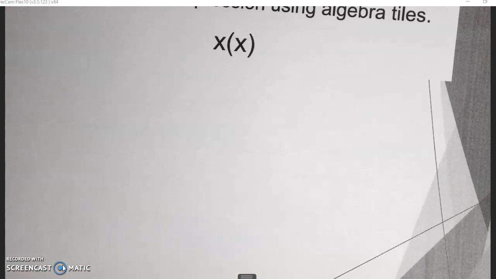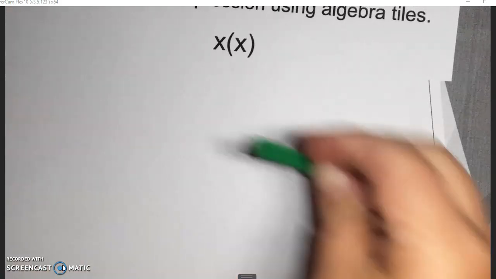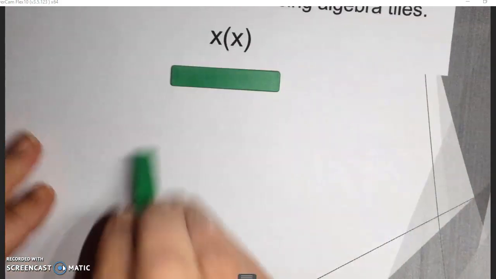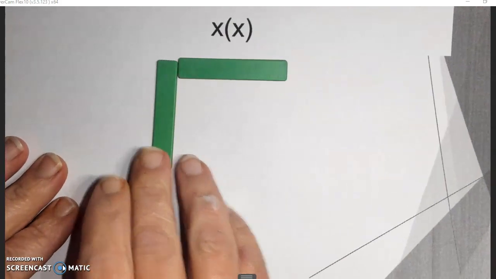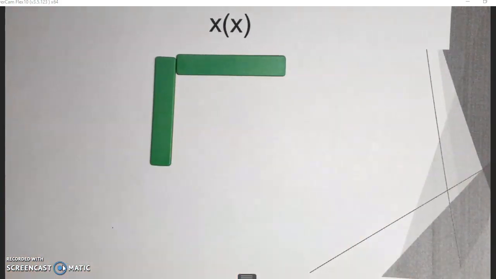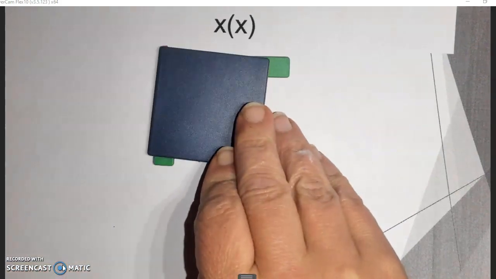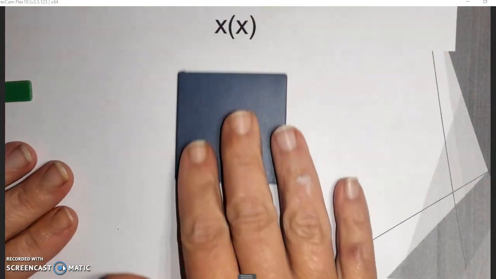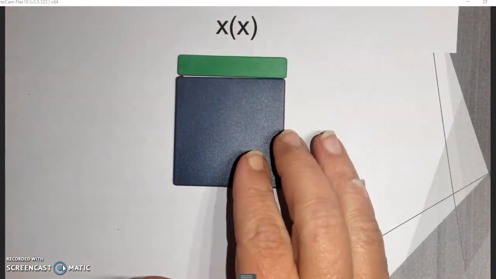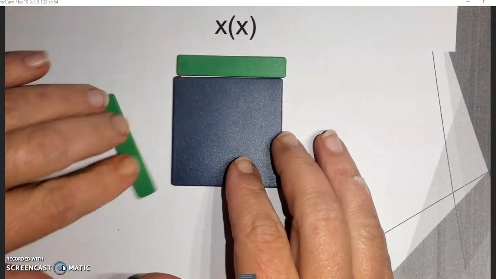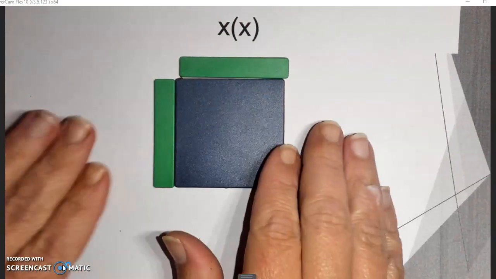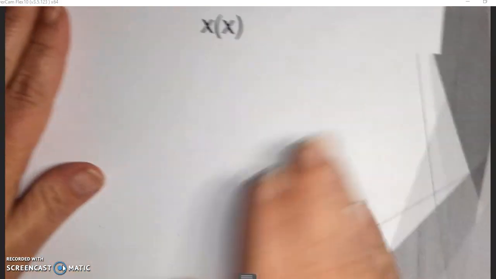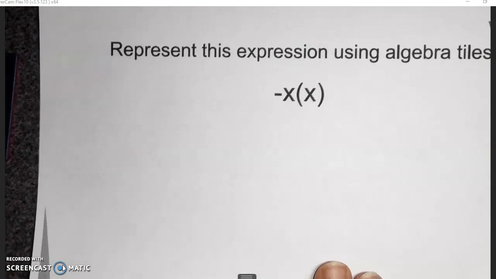So let's say we have x times x. Well, let's take our x bars. We have x times x. We have to fill all this in. X times x is x squared. That's how you get that. X times x is x squared. Okay? And of course you know this one. Negative x times x.